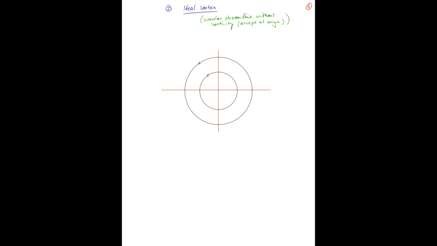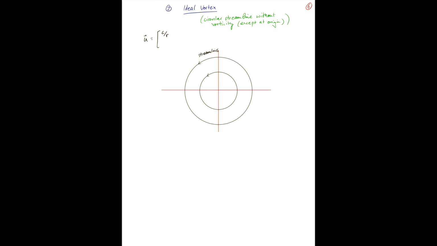So now we'll consider the second idealized vortex, and this one's actually called the ideal vortex. And it has circular streamlines as before here. Streamlines are in black. But in this case, there is no vorticity except at the origin. And a velocity field that accounts for that is given by u equal to c, some constant, over r.